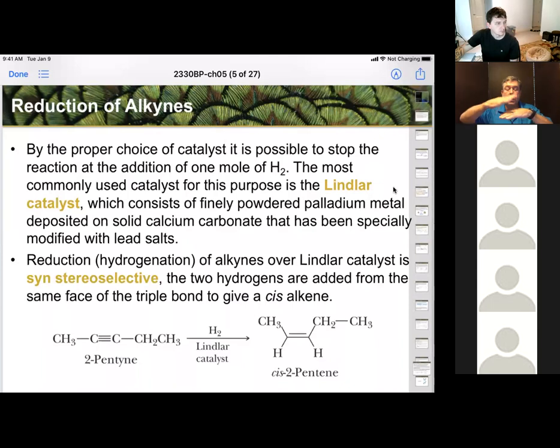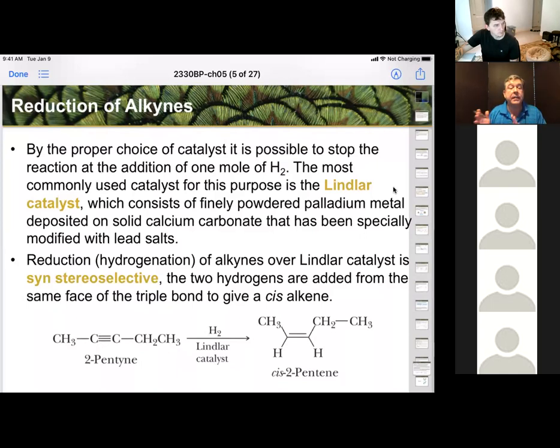So again, it's going to come down on the surface, but the surface is less reactive. So it's going to add two hydrogens across one of the double bonds. And then when it drifts away and comes back, it's not reactive enough to react with just the alkene. It only reacts with the alkyne. So that gives us selectivity in reactions.